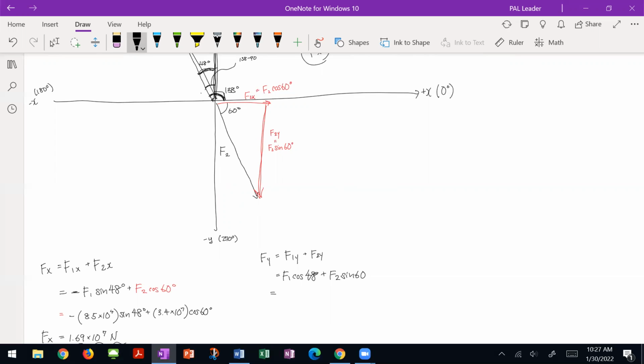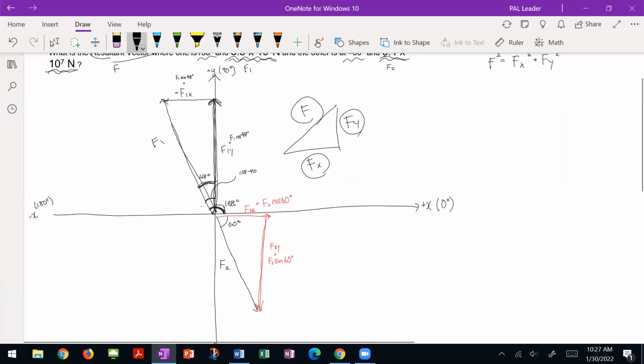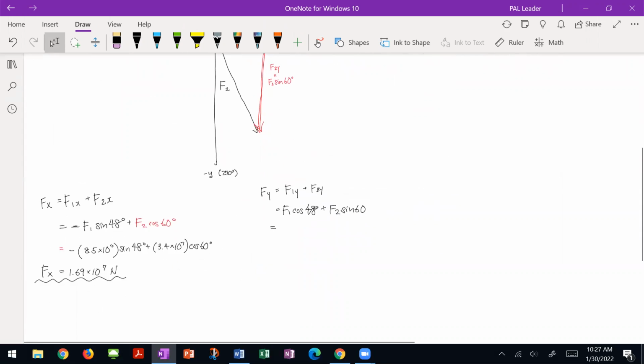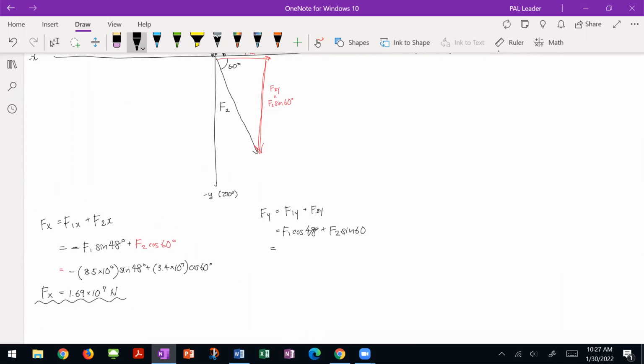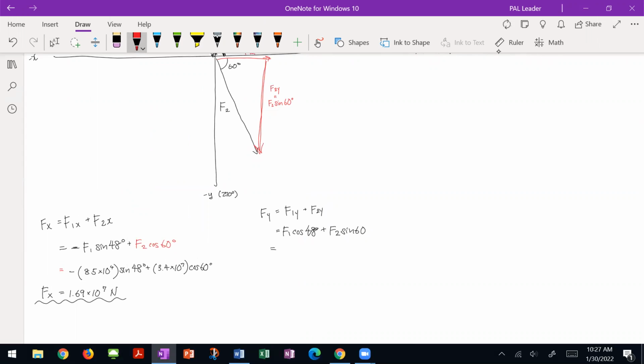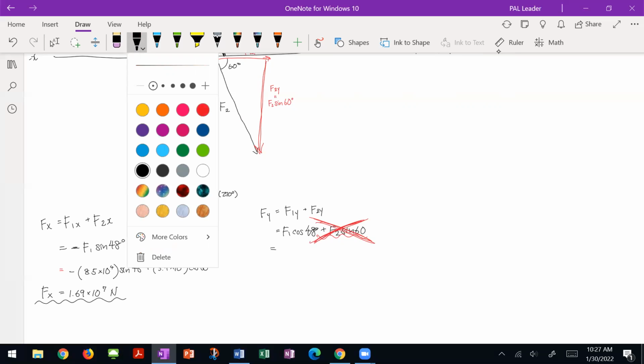Did you guys notice? Oh, I wasn't thinking about the direction. I apologize. Which one is negative here? Which y component force is negative? It's F2y, right? So this right here is incorrect. I am not going to erase that so you guys know that I made a mistake. I'm going to just rewrite it correctly, okay?